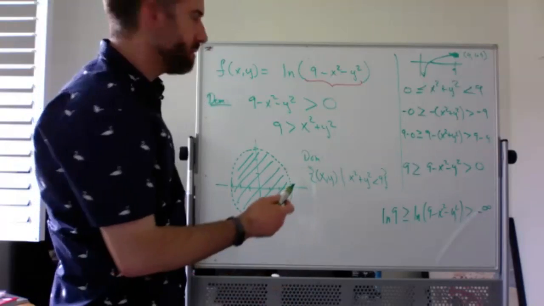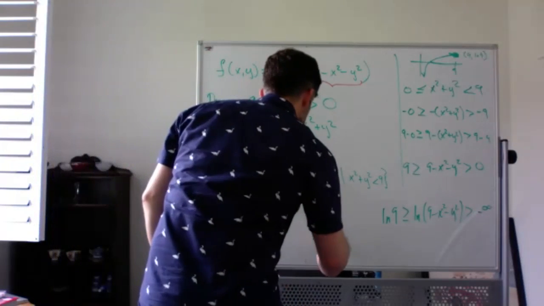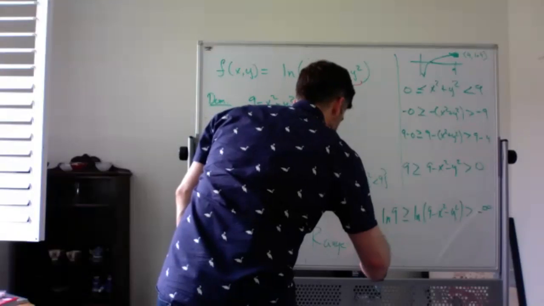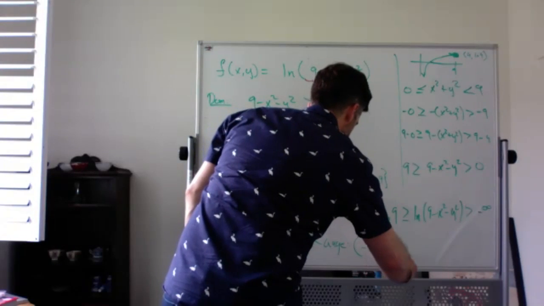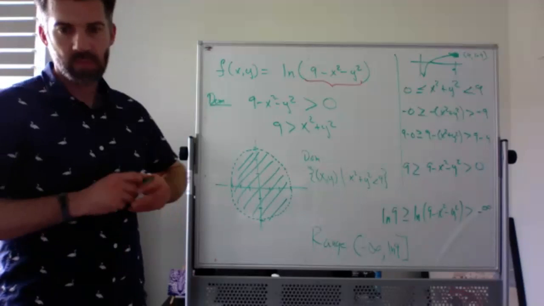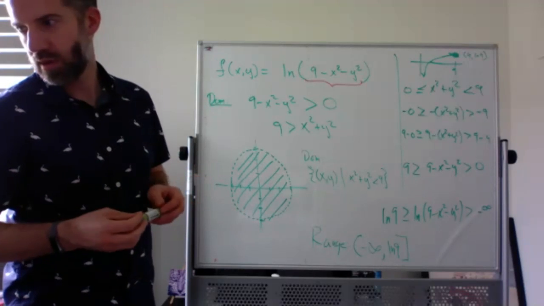That looks like it's kind of hard to see, so I will try to write a little bit bigger. So here our range is negative infinity up to natural log of 9, inclusive of natural log of 9. Okay.